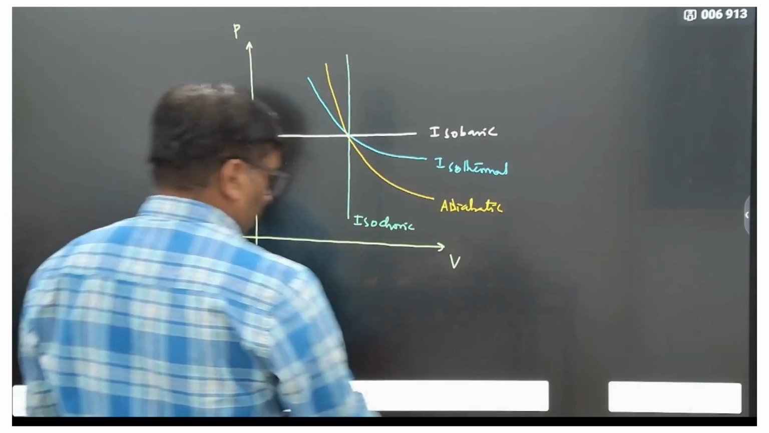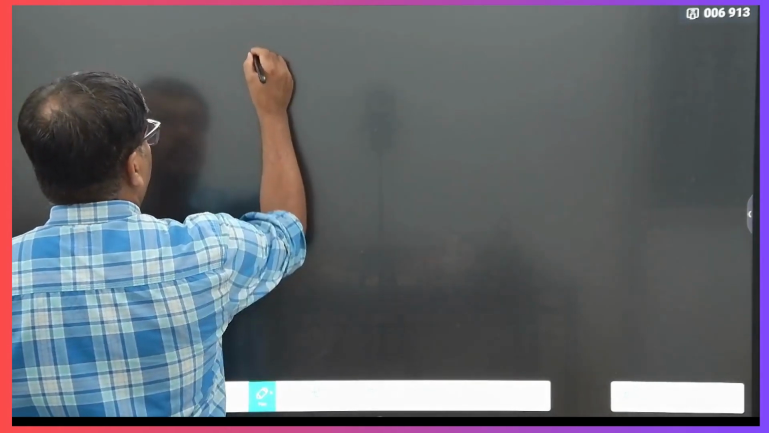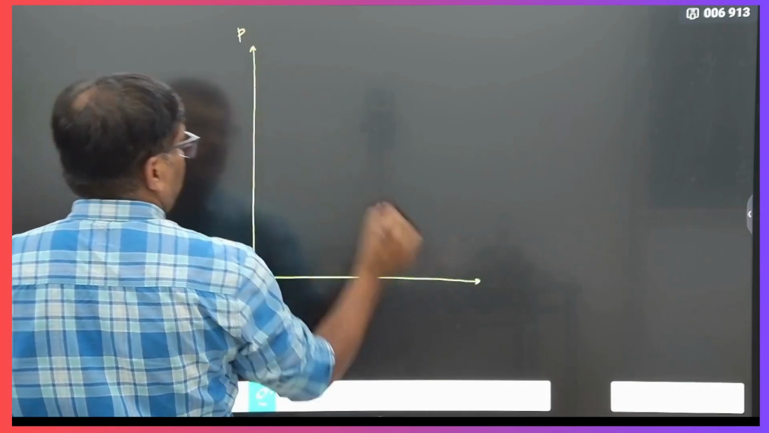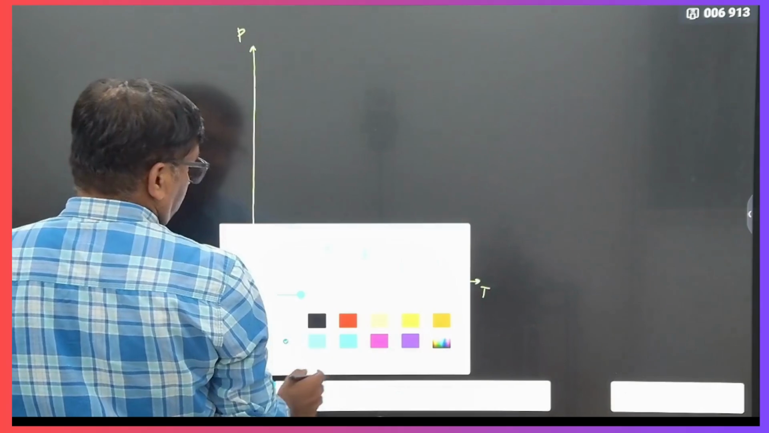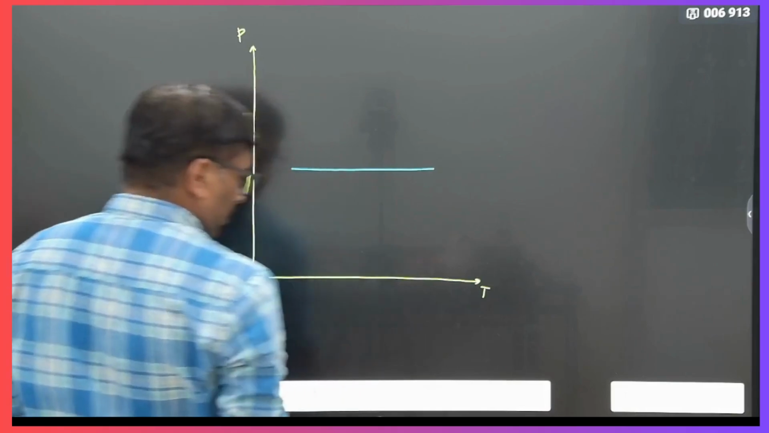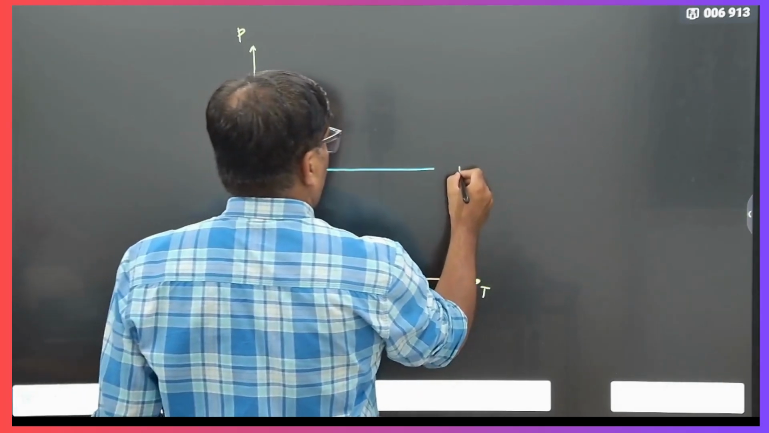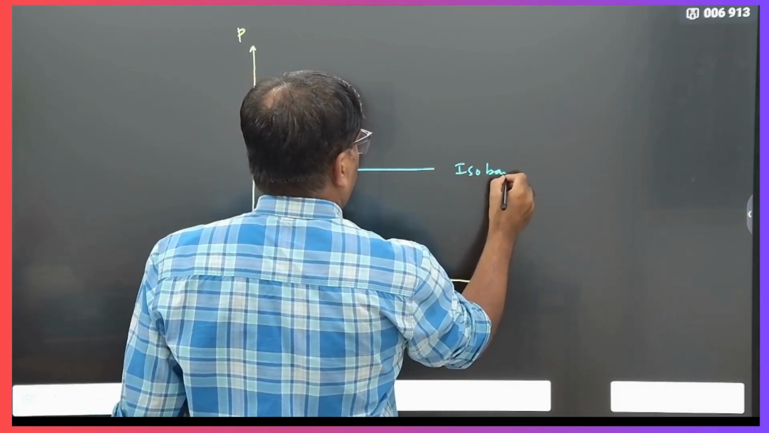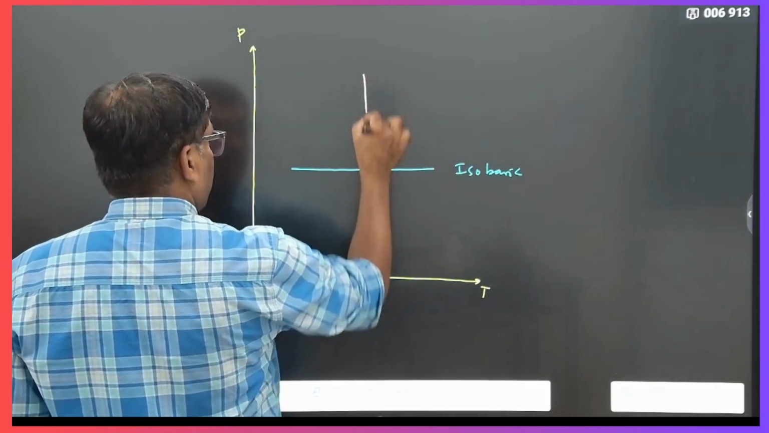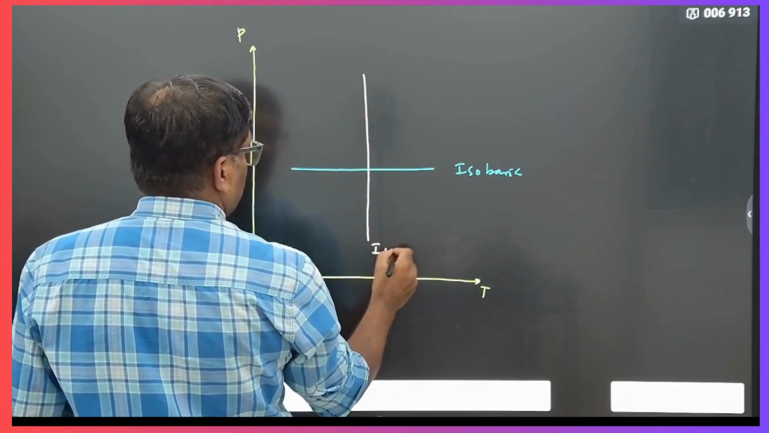Now we'll go for one more, PT graphs. Here, PT graph. So what is the graph here? This is PT, P is constant, no? Therefore here, isobaric. Now this graph, temperature is constant, no? This is isothermal.